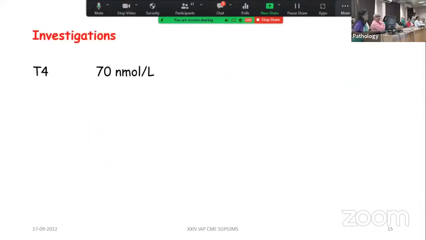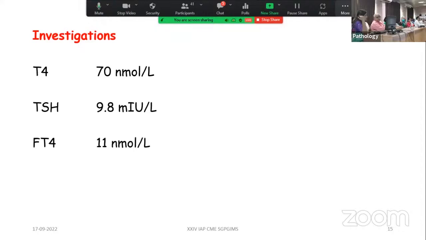Suppose the same lady we saw earlier came with a T4 of 70 nanomoles, which is in the normal range, and a TSH of 10 milli-IU per liter. The TSH is more than the normal range because the normal range is up to 4.5 milli-IU per liter. We did a free T4, which is normal. That is, the lower limit is 10. So what is this now? Low normal T4, normal free T4, and a TSH of 10.